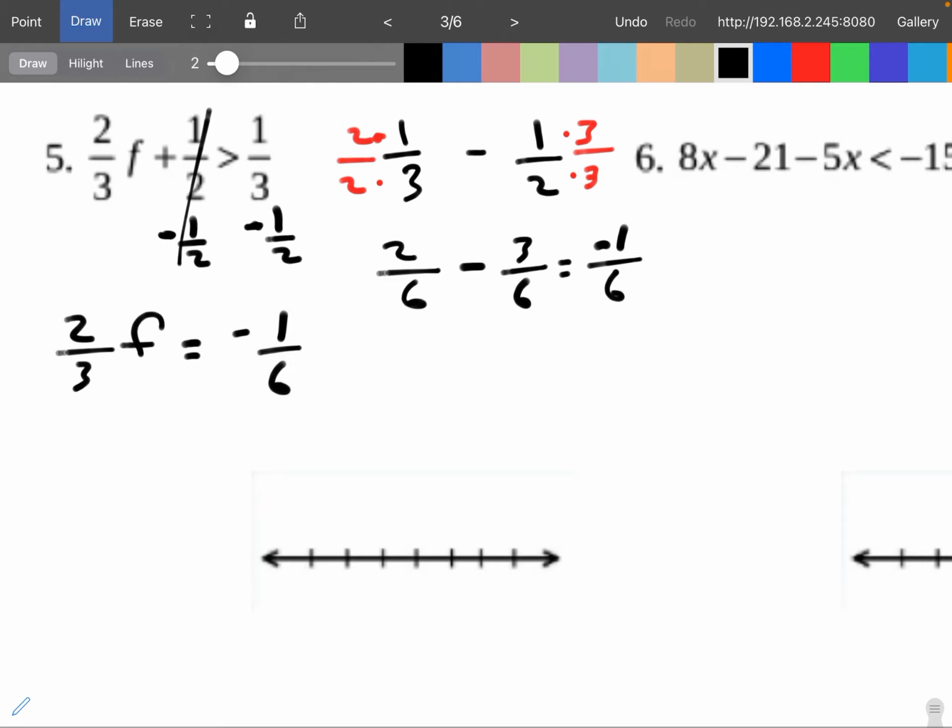What's that? You could divide both sides by 2/3. That would work. You'd have to do negative 1/6 divided by 2/3, which means you'd have to work with some fractions. But what's the other way that we do? Yeah, multiply by the reciprocal. Let's do that instead. I mean, it will work. If you divide both sides by 2/3, that'll work out. But let's multiply by the reciprocal of that number in front of the f.